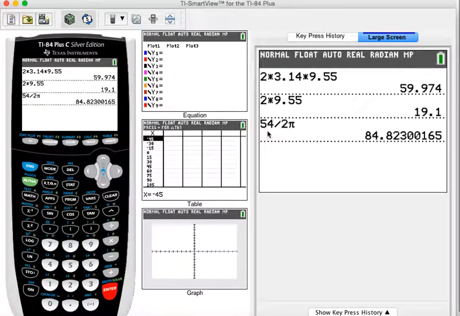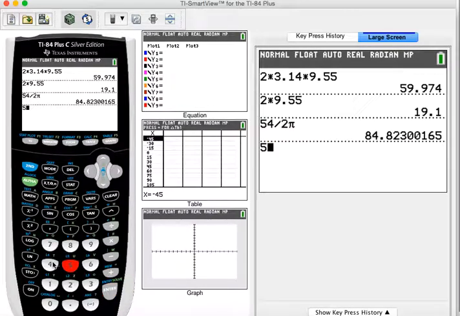And if you think about what your calculator does, with order of operations, it's going to do 54 divided by 2, but then it's going to multiply that answer by pi. Even though it looks like it's dividing by 2 pi, it's actually 54 divided by 2 times pi. And that's the order that you don't want.